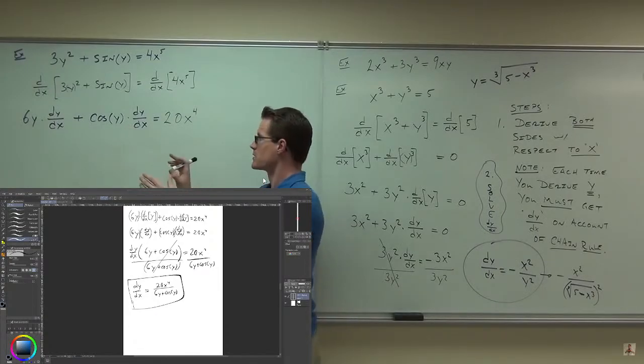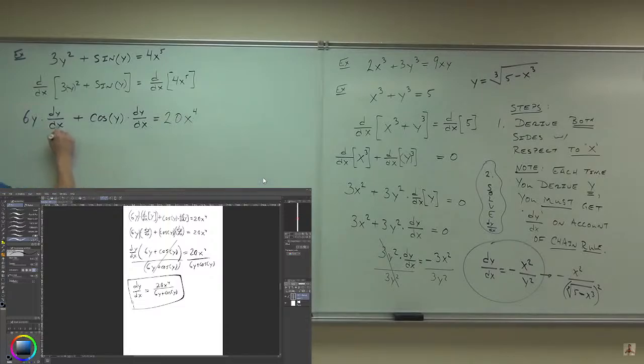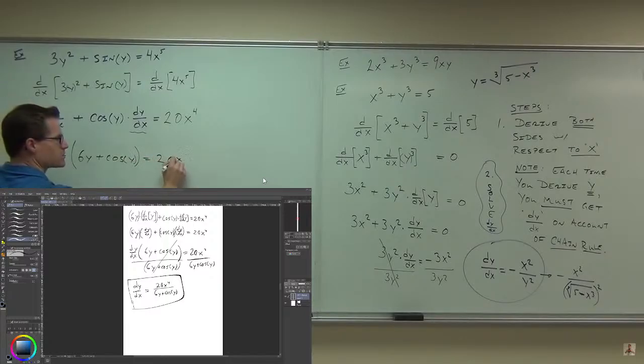Now it's algebra. So you see your dy dx here, your dy dx here. That means you're going to factor. So you're going to have to be good at factoring. If you factor that out, you get a 6y plus cosine y equals 20x to the 4th.